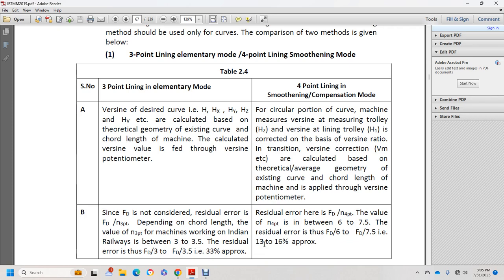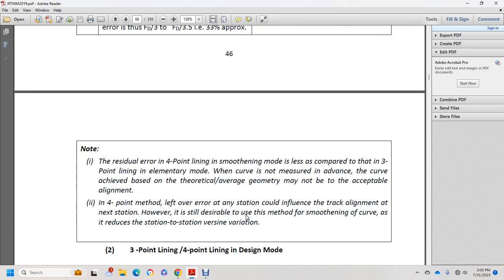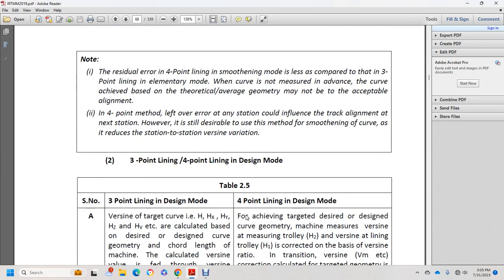Alright, number 3 and 4-point lining smooth with the compensation residual error with the FD equal to number 4. With the 4 points between 6 and 7.5, the residual error is FD over 6 or FD over 7.5, which gives a 13-16% approximation. And then it has their notes: 3-point and 4-point lining design mode.